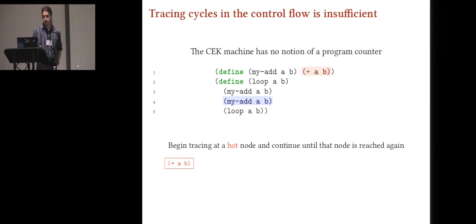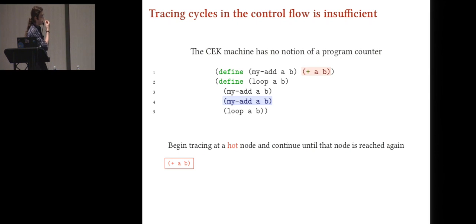Unfortunately, the CEK machine doesn't really have a natural notion of a program counter. So as a rough proxy, we can take the AST location, since the CEK machine operates directly over AST nodes. So take, for example, this little program here. We have the myAdd function, which simply wraps addition, and the loop function, which sequentially calls myAdd twice, then recursively invokes itself back to the top. Since myAdd is invoked twice per iteration of loop, that red highlighted addition node there is going to be the hot AST node in our program. So we'll start tracing there.